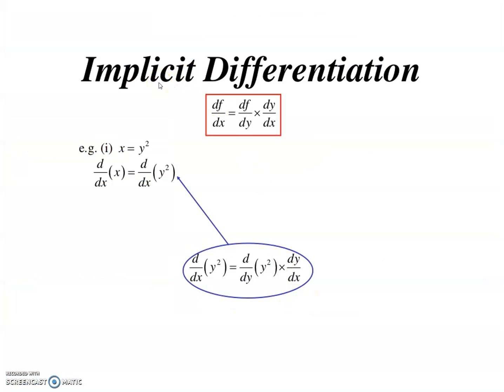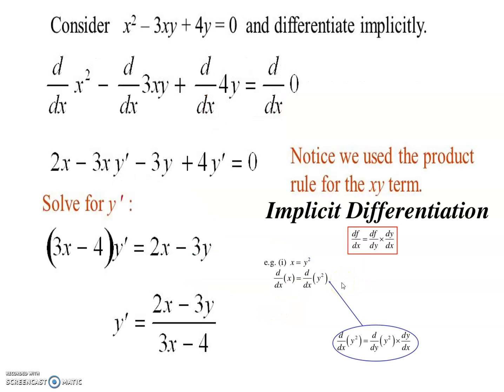Last lecture we took an example based on implicit differentiation, that is useful. Derivative of f with respect to x is equal to df by dy into dy by dx. For example, x is equal to y square. The derivative of x is 1. Derivative of y square into dy by dx is compulsory. For y square we use the power rule, x raised to n derivative is nx raised to n minus 1. So that's why derivative of y square is 2y dy by dx. Derivative of x is 1.